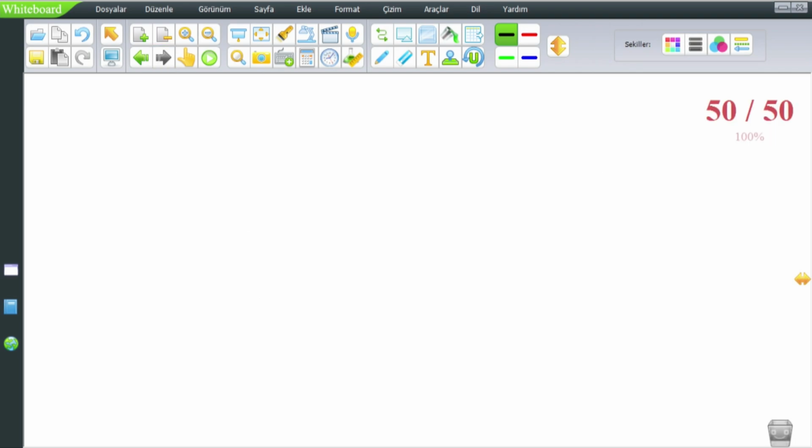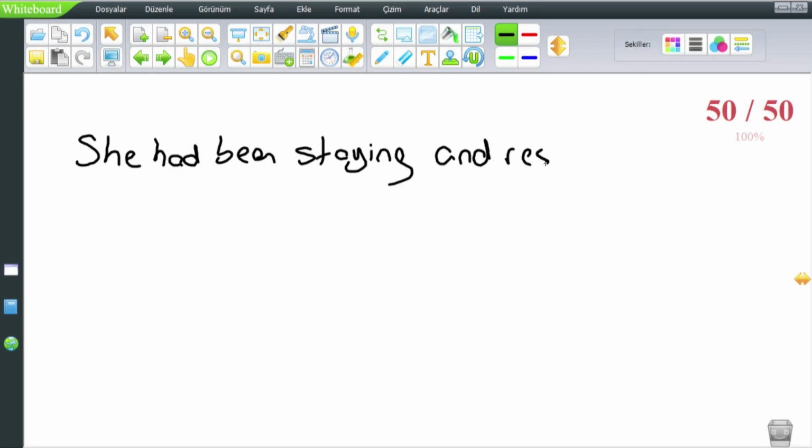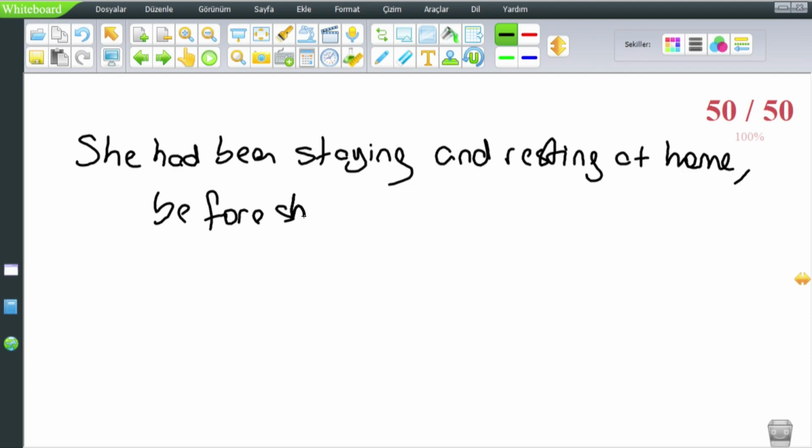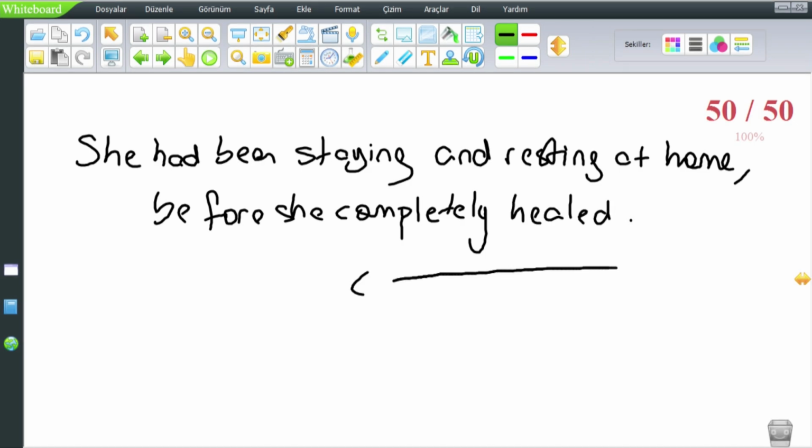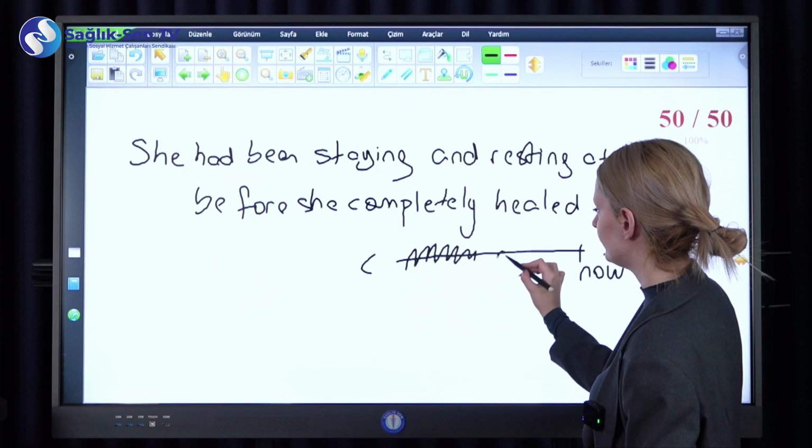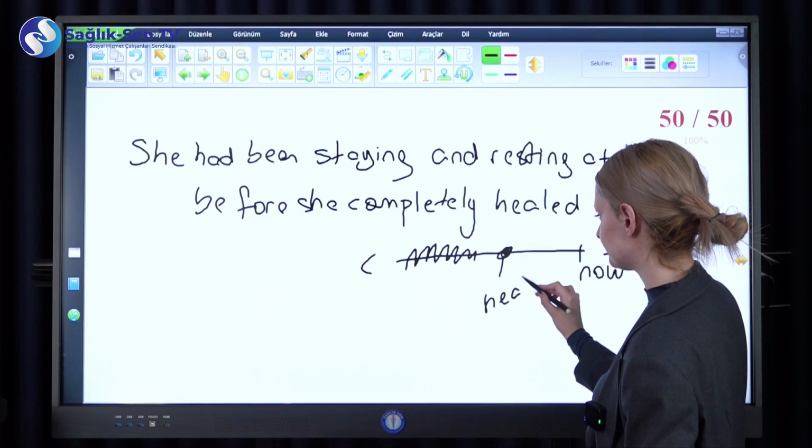Like this. She had been staying and resting at home before she completely healed. She was resting and staying home before she healed.